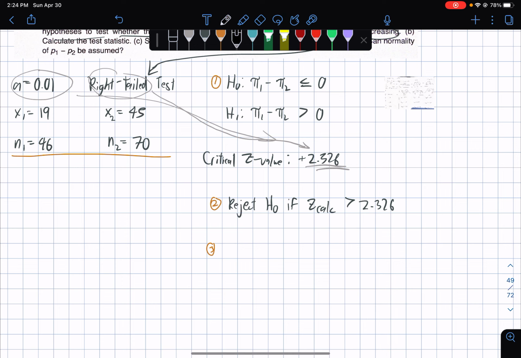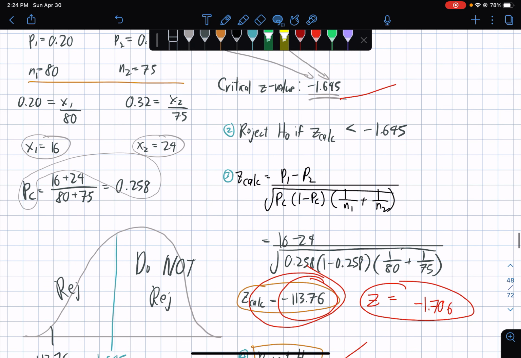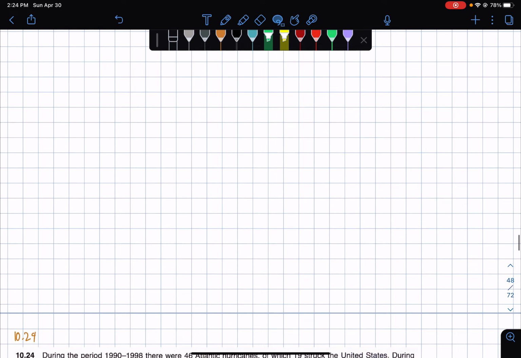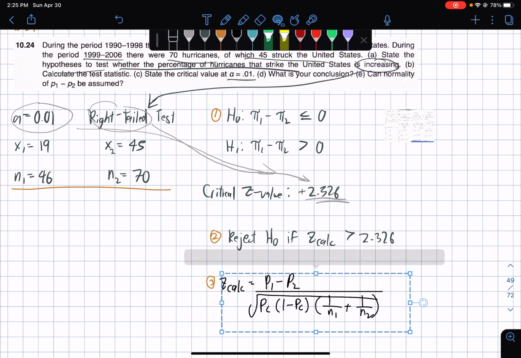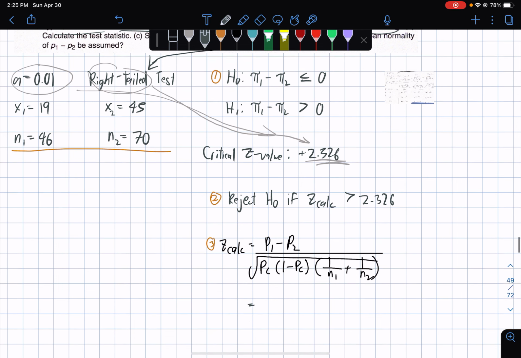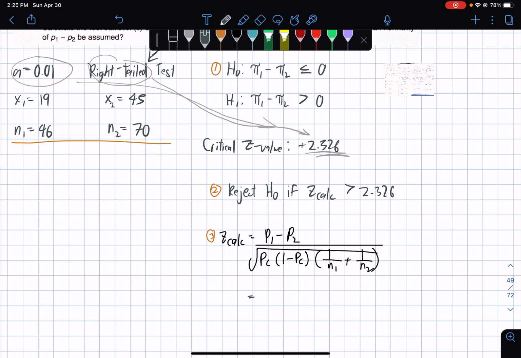And then for step 3, the formula, I'm not gonna copy it anymore. I'm not gonna write it anymore. I'm just gonna copy paste. And then P1 minus P2. We haven't found P1 and P2 yet. For P1, we have 19 over 46. For P2, we have 45 over 70. That is 9 over 14.